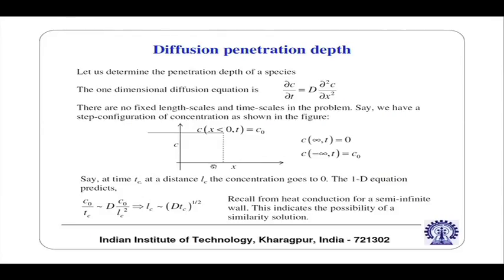Now, you can see that at a time t, at x equal to infinity, c is equal to 0, and at x equal to minus infinity, c is equal to c 0. So, let us say this is the condition to which this equation is subjected. Now, let us try to make an order of magnitude analysis of the equation.